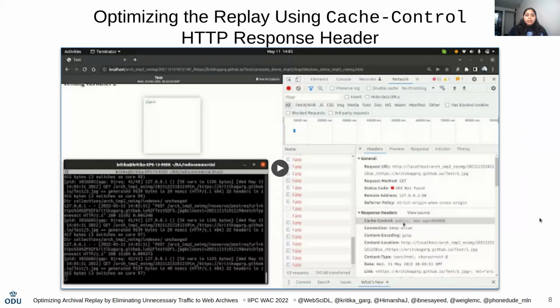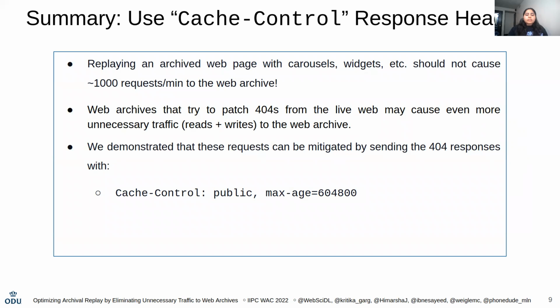So to summarize our work, replaying an archived web page should not cause 1,000 requests per minute to the web archive. Web pages that require regular updates, for example radio, sports, etc., and contain image carousels are more likely to make recurrent requests. Web archives trying to patch 404s from the live web may cause even more unnecessary traffic to the web archive. On a large scale, such Mementos could cause a possible security issue. In this work, we propose a solution of optimizing the replay by setting the Cache-Control response header to cache 404 responses. Thank you.